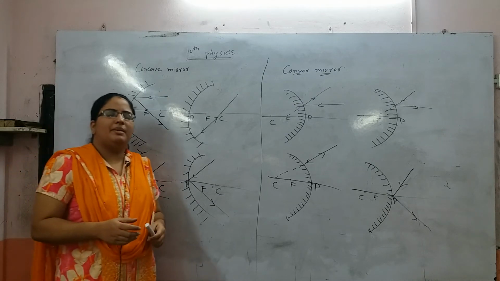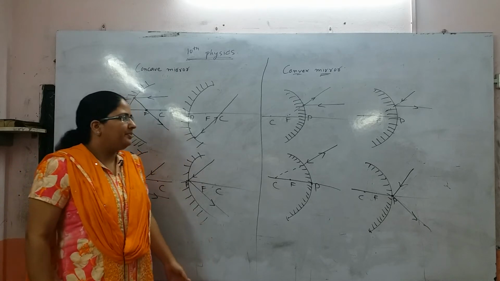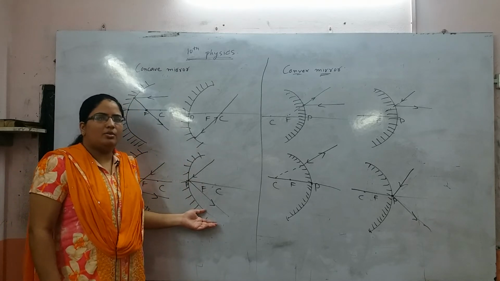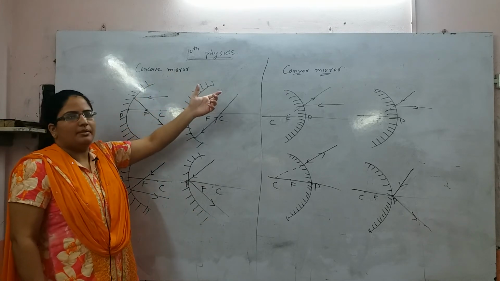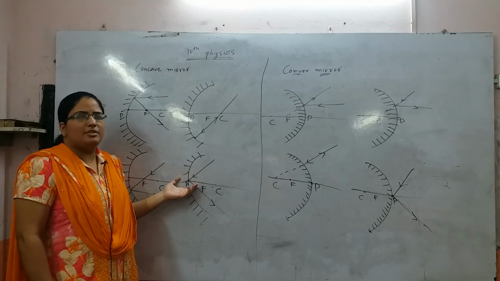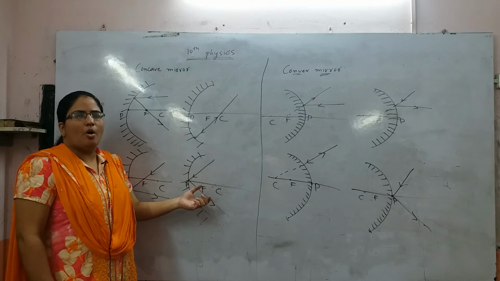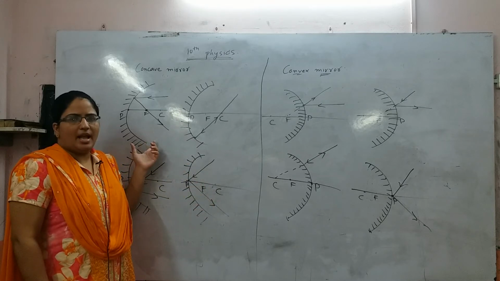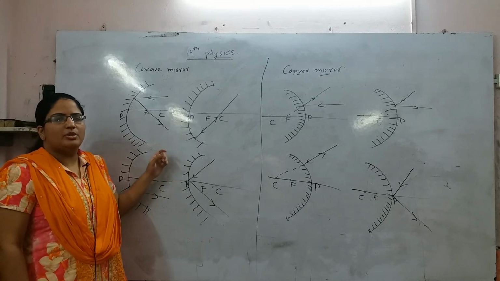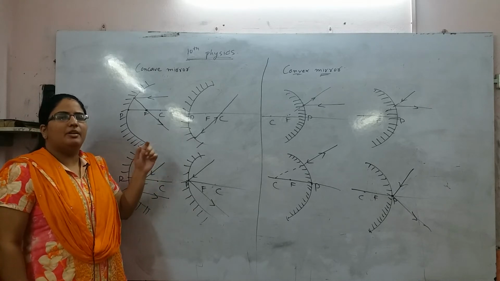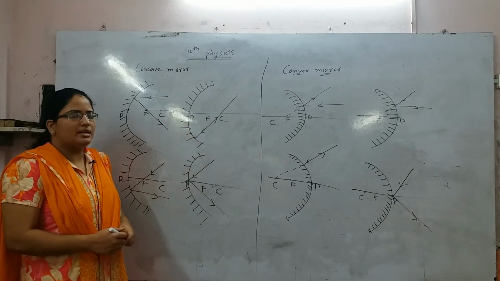Hello children, in the previous class we discussed what is a concave mirror and what is a convex mirror. In this class we will learn about rules for drawing ray diagrams for concave mirror and convex mirror. These rules help us to find the position of the image for different positions of the objects in front of the mirror. Let us discuss these rules.